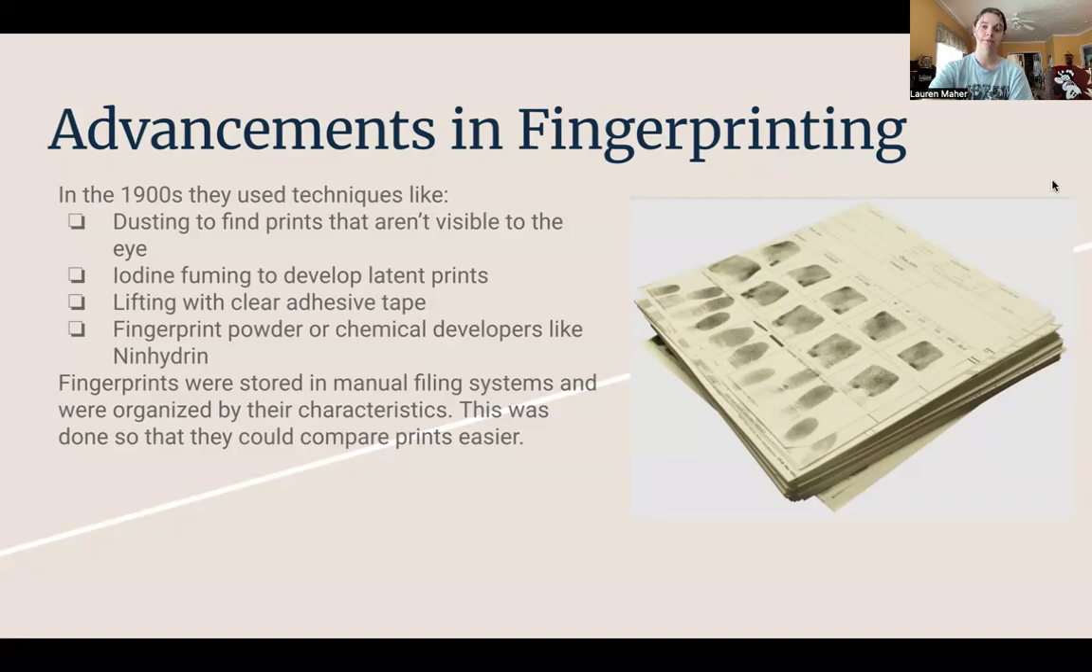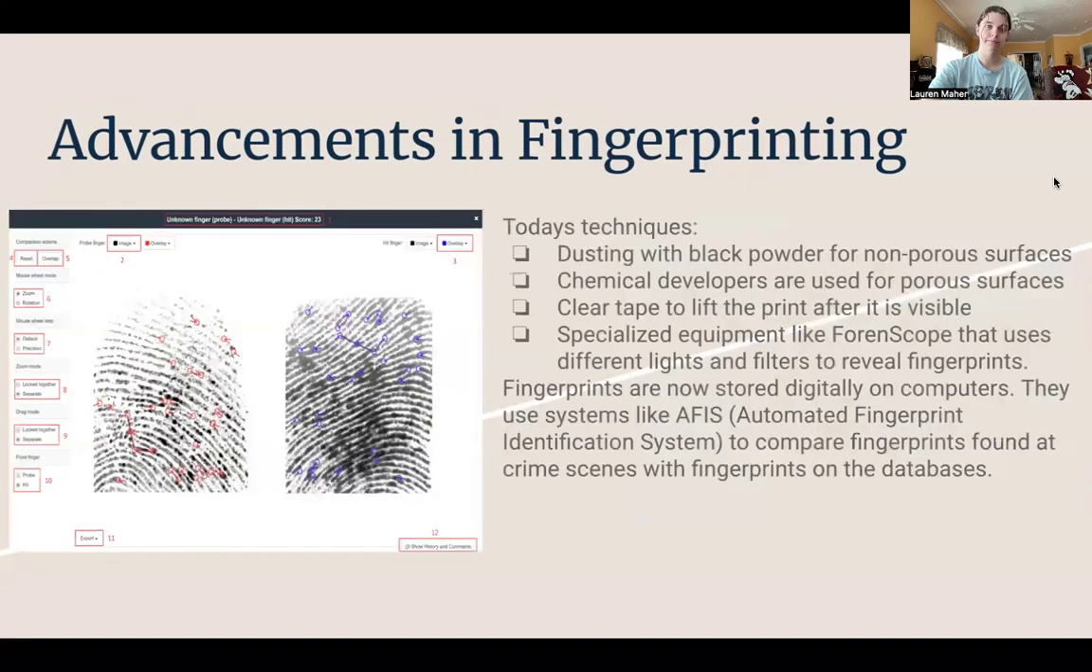Fingerprints were stored in manual filing systems and were organized by their characteristics. This was done so that they could compare prints easier. Today's techniques. Dusting with black powder for non-porous surfaces, using chemical developers for porous surfaces, clear tape to lift the print after it's visible, and specialized equipment like forenscopes that use different lights and filters to reveal fingerprints.